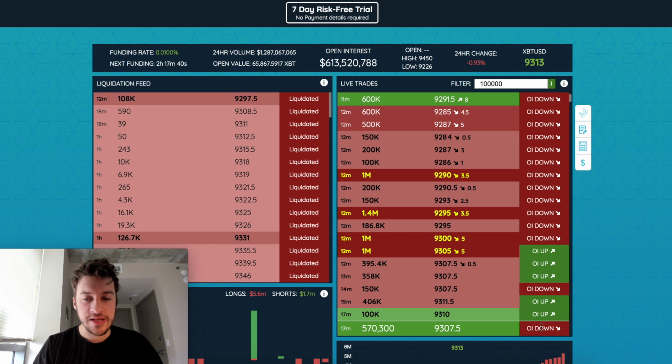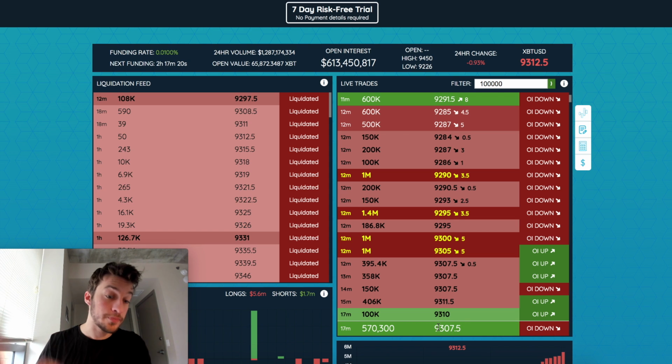And if OI is down and we know that this is green, that means that a short had closed. So we know that a short closed at 93.07.5. That to me isn't as bearish or bullish, because I love to look at open interest rising. I don't really take OI down as much into effect because I want to see new positions coming in. And I find that to be a better predictor than old positions getting out. But this is, if anything, making me slightly more bullish. This would make me slightly more bullish, of course.